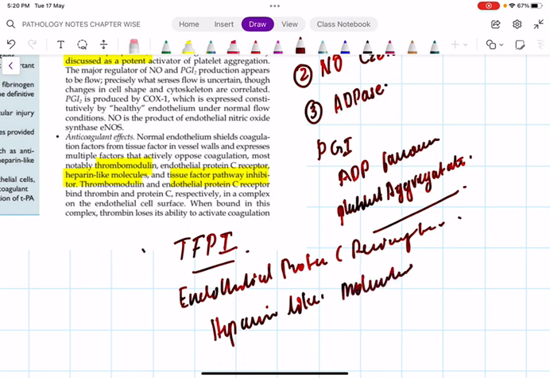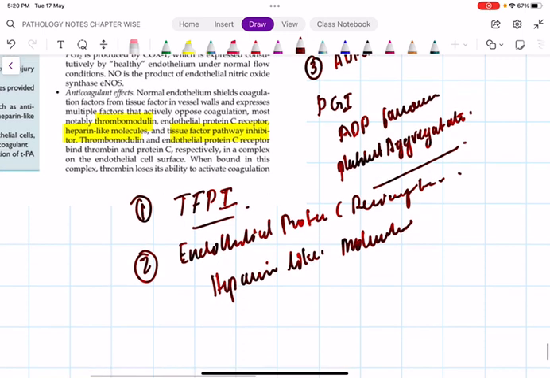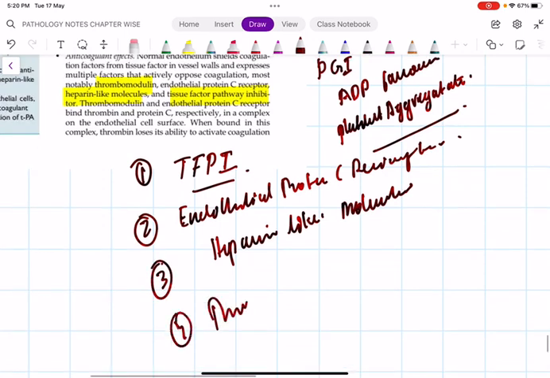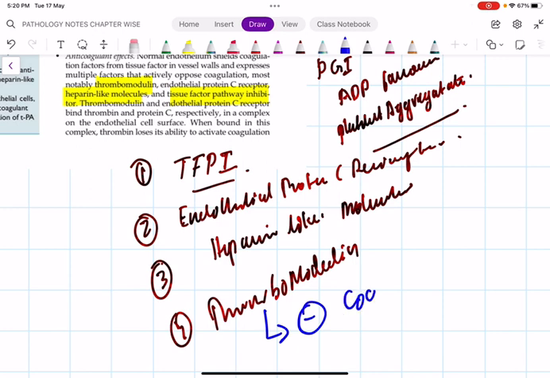Tissue factor pathway inhibitors, because it is the tissue factor which is going to trigger the secondary hemostasis. Number 2, endothelial protein C receptor, binds with protein C, protein S, fibrinolytic mechanism. Number 3, heparin-like molecules. Number 4, I told you, thrombomodulin. What will the thrombomodulin do? It will inhibit the coagulation cascade. In detail, we will see in hematology.